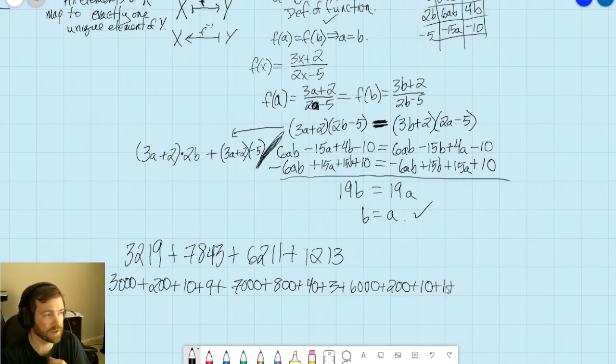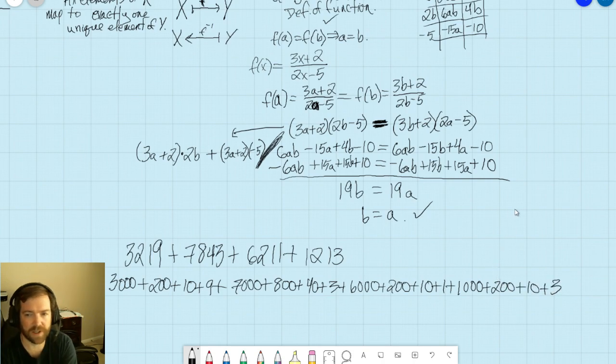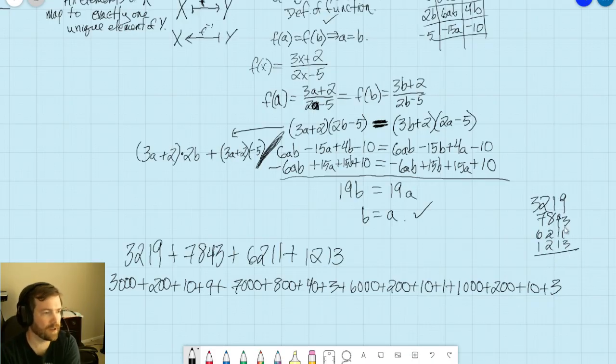Is this a really long and stupid way to do this? Absolutely. However, it actually assists you much more in understanding algebra later. So everybody's like, well, just put it like this. Do the 3219, 7843, the 6211, and the 1213, and do it like we did it, right? You just add up the first column, put the tens up there, do the second column. You can do that. It's valid. It works. But it doesn't help you understand what this is really doing. It doesn't help you understand this at a much deeper fundamental level. It gets you an answer.